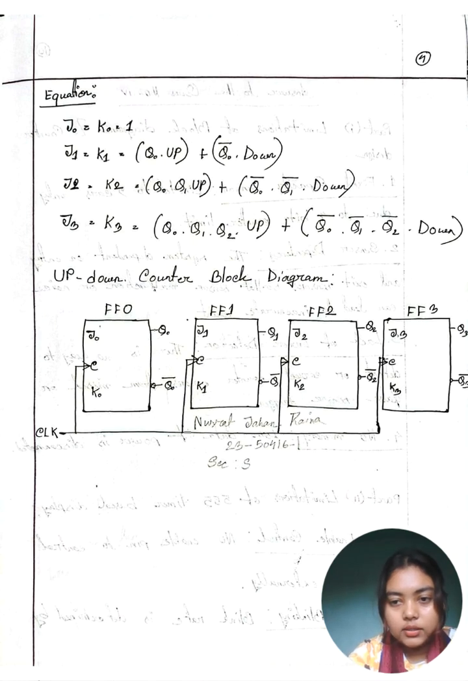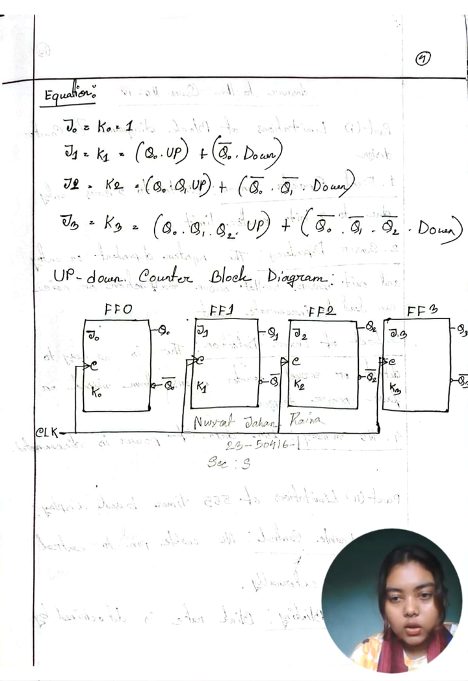Here we can see the equation for the J and K inputs of the flip-flops. This equation defines the logic required to make the counter count up or down based on the current state Q0, Q1, Q2, Q3 and the up-down control signals. For example, J0 is equal to K0 is equal to 1. This means the first flip-flop FF0 toggles its output whenever the clock edge occurs.